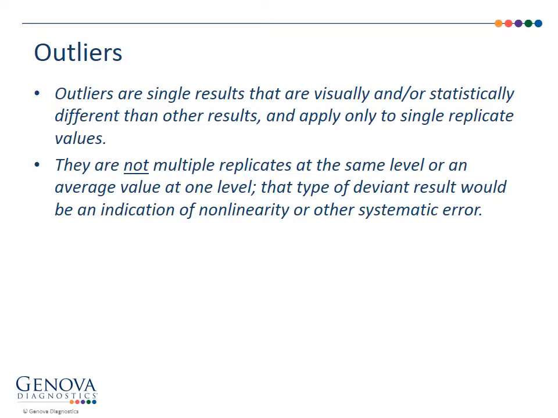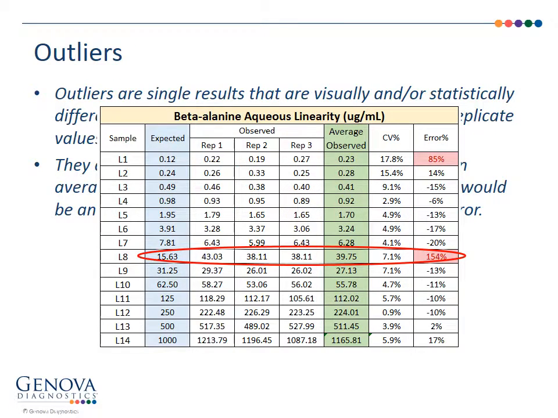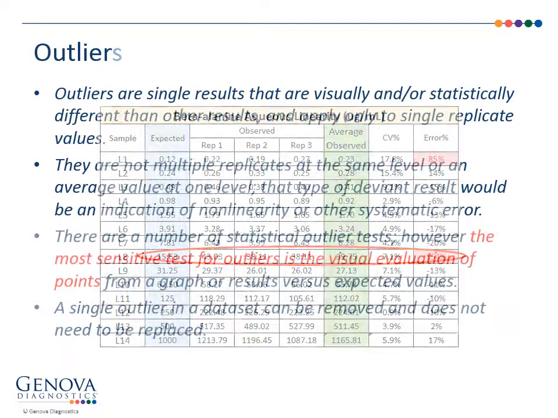They are not multiple replicates at the same level. They're not one average level. That's a problem with your assay. So this is not an outlier. Remember we saw this when all of level 8 was off? This is not an outlier because it's reproducible. It happened 3 times. So this is something going on with your assay.